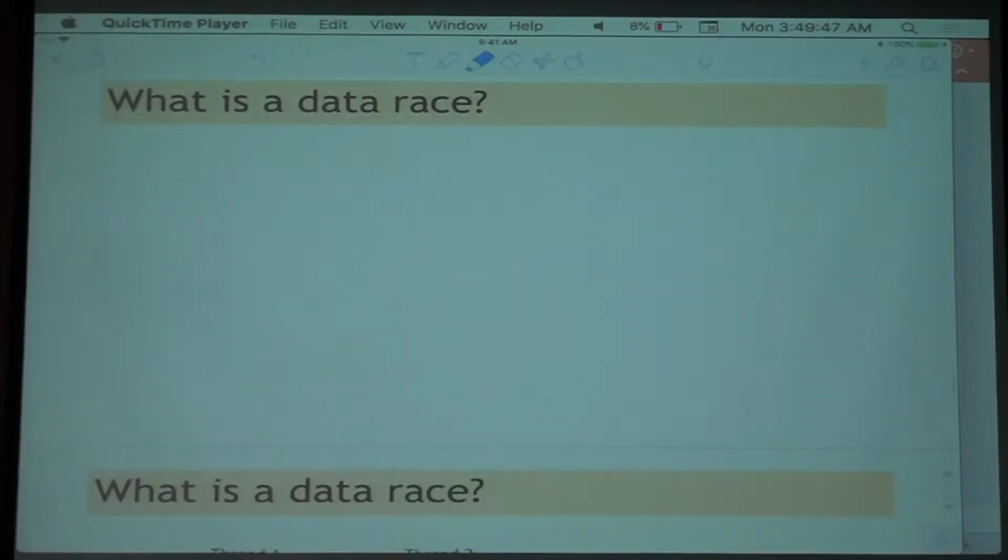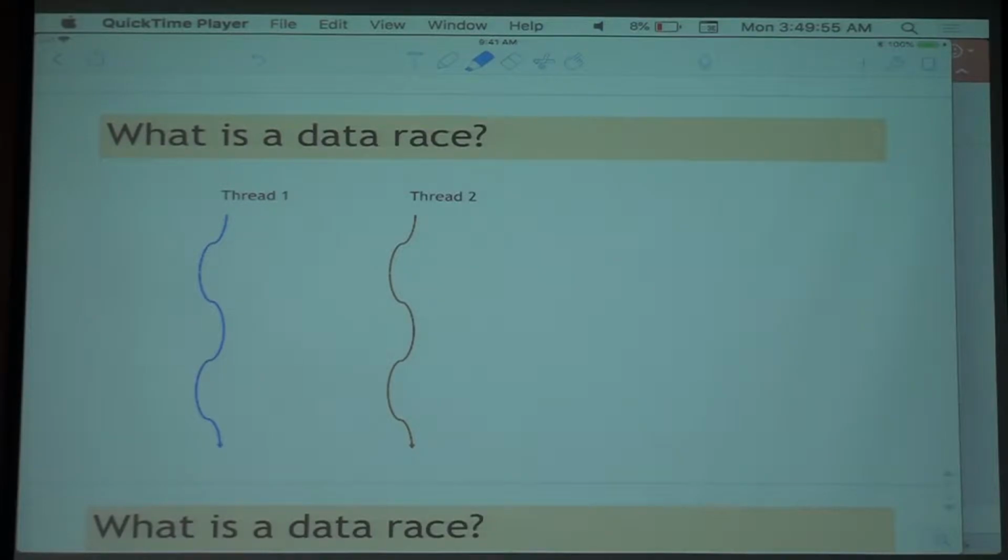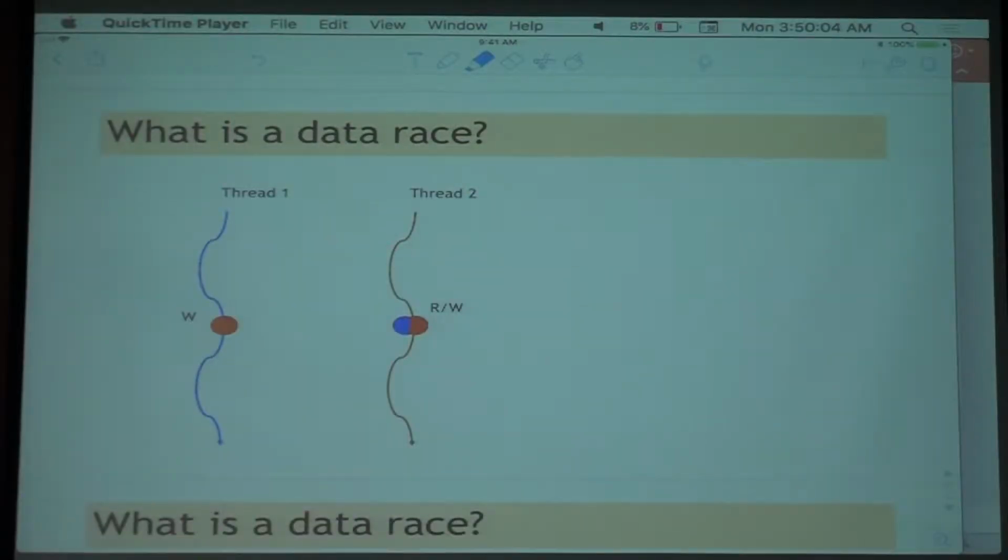So let's start with the data race. To have a data race, you need a few simple things. One is you should have at least two threads, otherwise there's no data race. One of the threads must be doing a write. The other thread may be doing a read or a write. And there is no synchronization. That's when a data race happens.